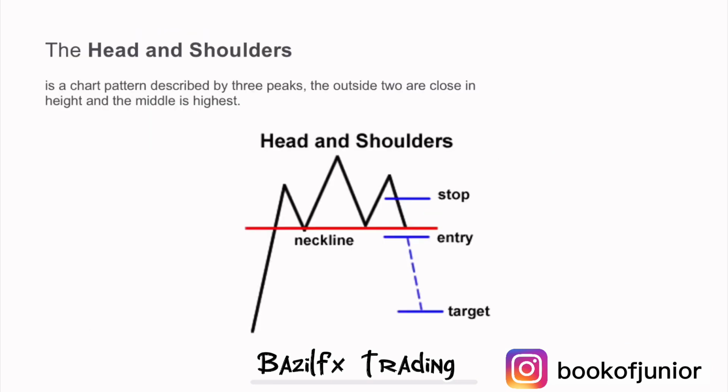Then we have the heads and shoulders pattern. So the heads and shoulders pattern is a pattern described by 3 peaks. You see, 1, 2, 3. The outside 2 are close in height and the middle is the highest. So this and this one, they're quite equal, but this one is the highest. As you can see, they form shoulder, head, shoulder. Is it 3 peaks? 1, 2, 3.